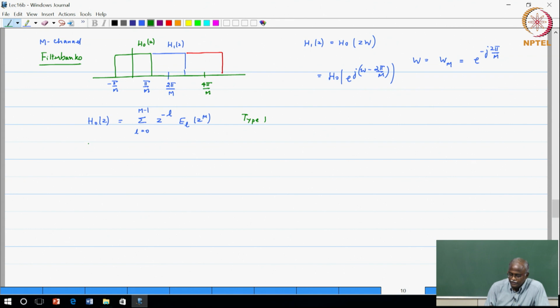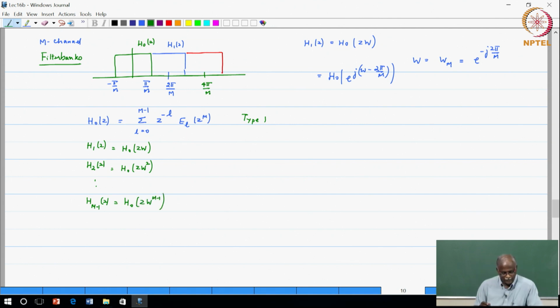Now, from this we will derive H1 of Z, we will derive H2 of Z all the way to H_(M minus 1) of Z. These are nothing but H0 of ZW. Again, W refers to W subscript M. This one is H0 of ZW squared. The last filter is H0 of ZW^(M minus 1). Okay. Now, even when we do the first filter itself, you will start to see some very interesting patterns emerging. Let us take a closer look.